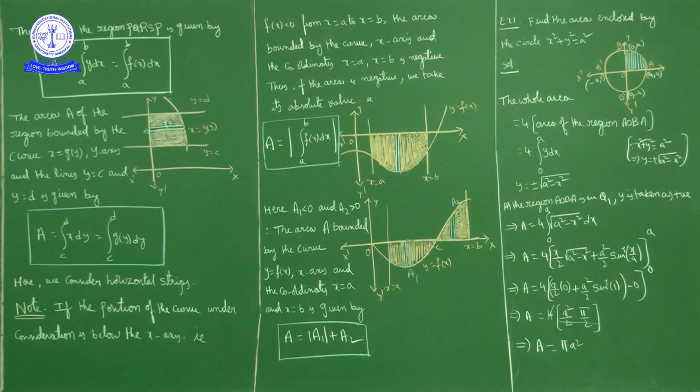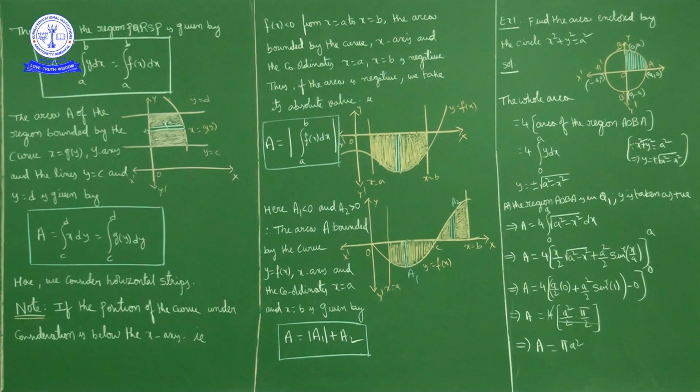But to find this area, what we will do is simply find the area of any one quadrant and multiply it by 4. The whole circle area is equal to 4 times any quadrant of the circle. So that is what is written here. The whole area is equal to 4 times the area of the region AOBA. Now if you observe in AOBA, what are the limits? x is equal to 0 to x is equal to a.